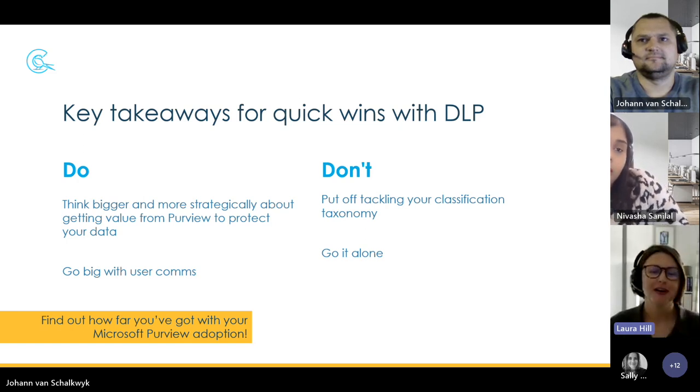Do go big on user communication, as Nivasha and Johan have just mentioned, not just what's happening, but why it's happening, to really curb any negative reactions. Don't put off building your classification taxonomy. That work flows into so many things that are critical to expanding your adoption. Don't delay getting a grip on that, even if it seems an overwhelming task.